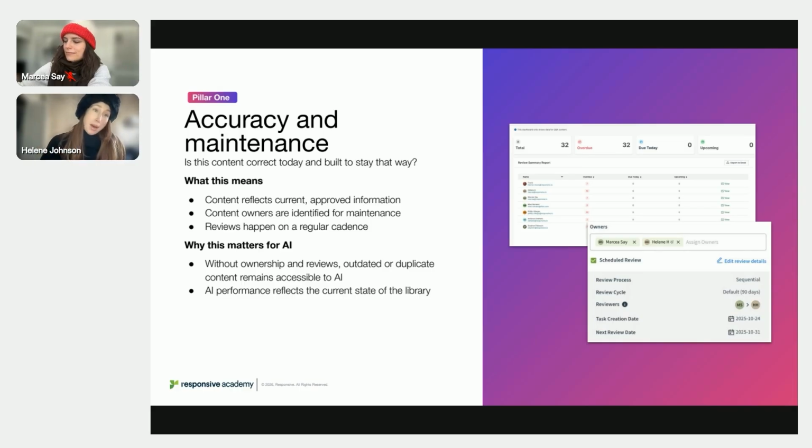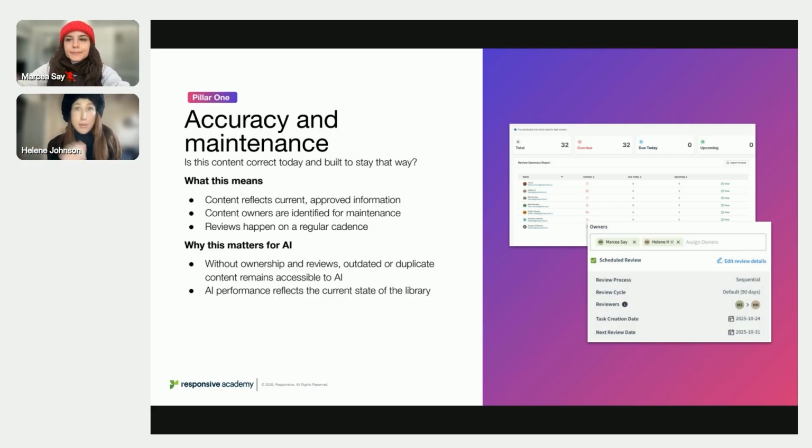So, when we think about accuracy, the easiest way you can think about it in terms of your content library is first that your content is reflecting current approved information. Second, that there's clear content owners or multiple owners so someone can keep it up to date over time and that they have reviews happening on a regular cadence. Also, if there's something major in your organization that changes, if you introduce a new product, for example, or you're sunsetting a product, that's going to come into those review cycles.